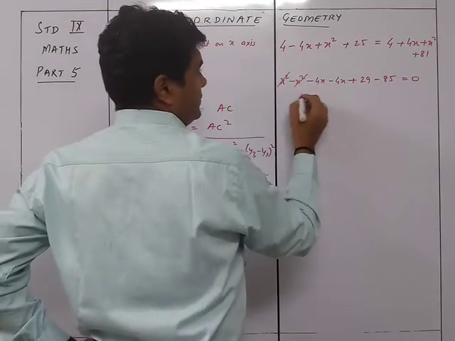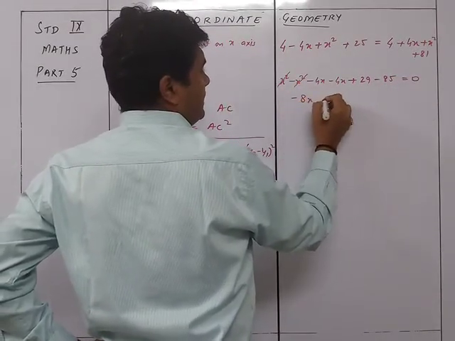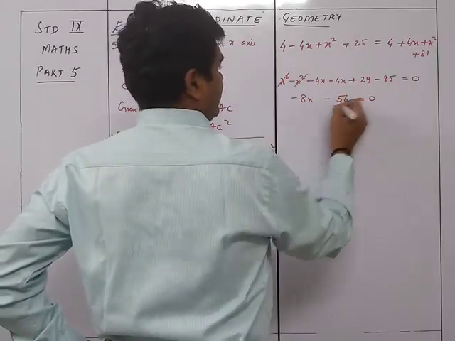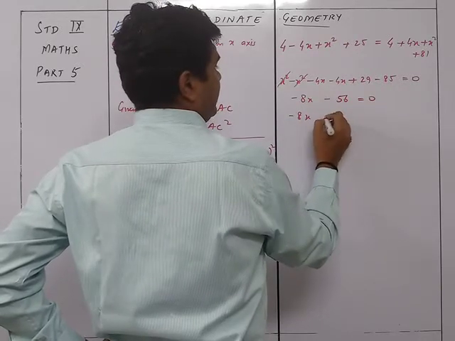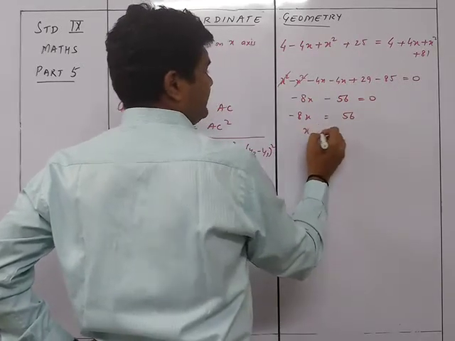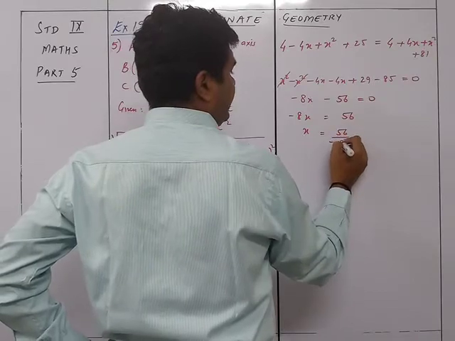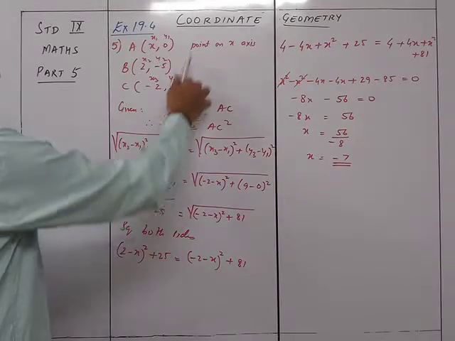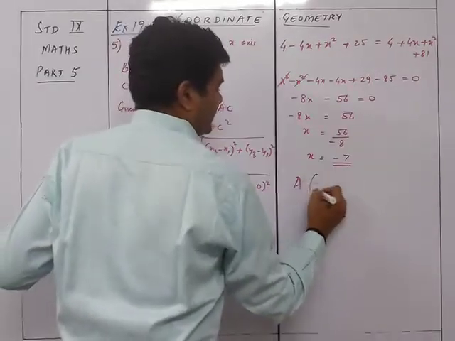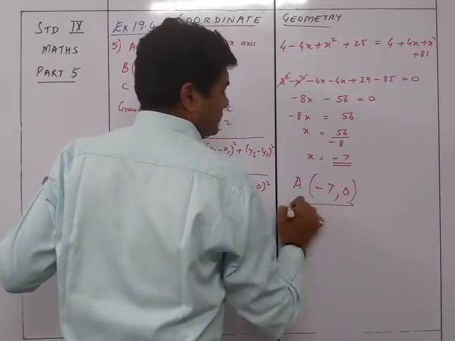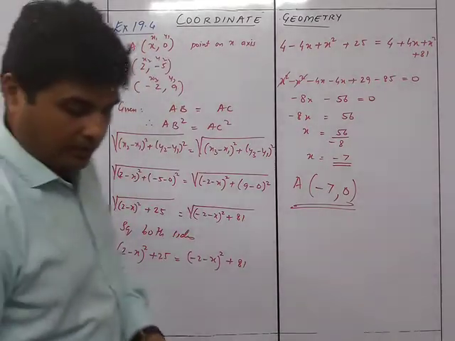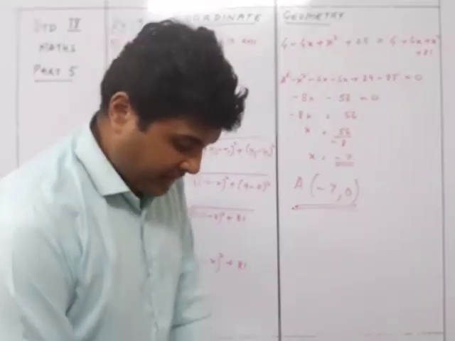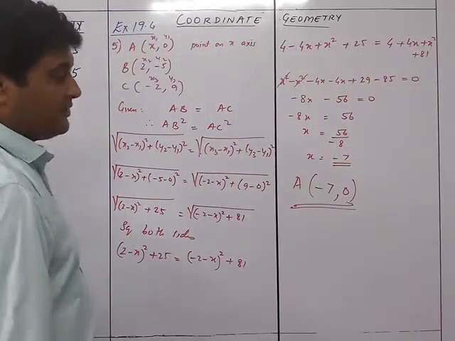This gets cancelled. So minus 8x minus 56 is equals to 0. So 8x is equals to minus 56. x is equal to minus 56 upon 8. So x is equals to minus 7. So the point A is nothing but minus 7 comma 0. Are we clear with this thing? Sum number 5 is minus 7 comma 0.